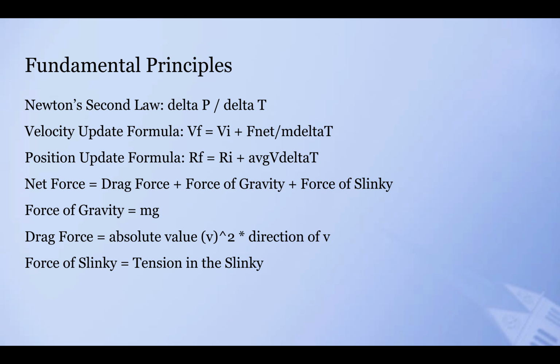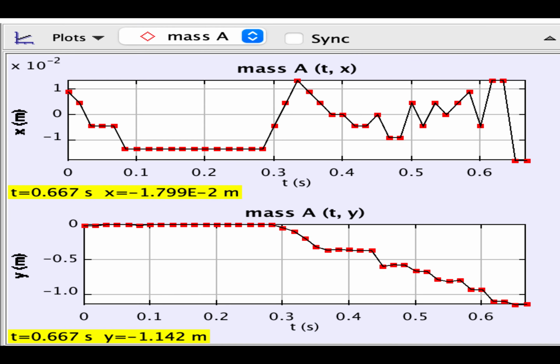So our net force is going to be the drag force due to air resistance, plus the force of gravity, plus the force of the slinky. Now the force of gravity is going to be mass times 9.8, which is just the acceleration of gravity. It's going to be negative because it's pointing downwards. The drag force is the absolute value of the velocity squared times v hat. It's going to be positive because it points upwards. And the force of the slinky is the tension in the slinky. You can see it's kind of unwound like a rope, which again is going to be positive.